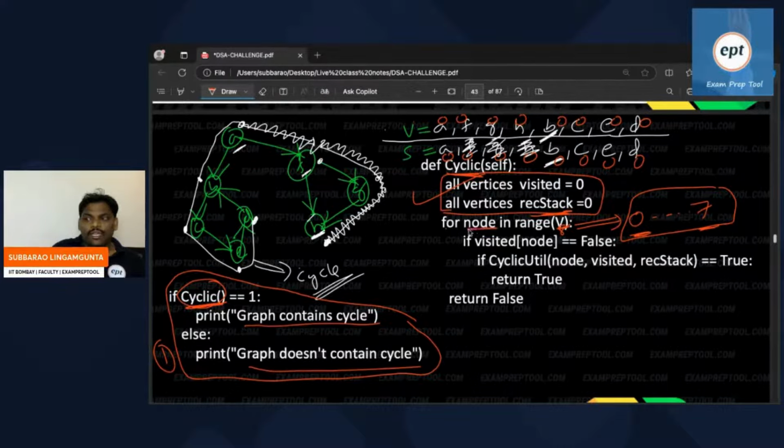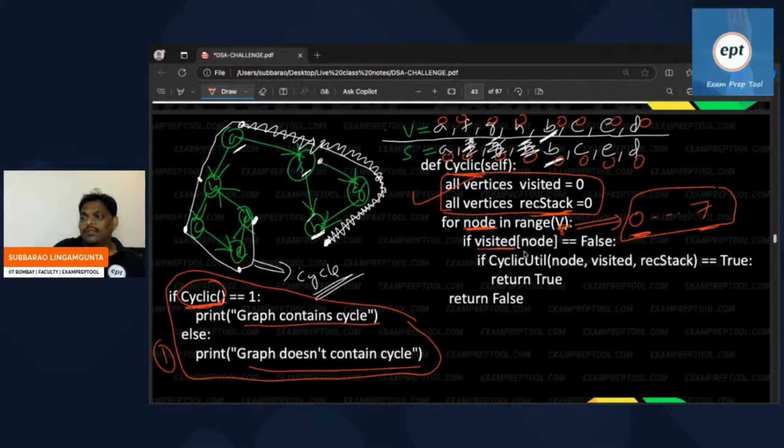So now the initial node is 0, next one 1, next one 2, and so on. 0 means A, 1 means B, like that, one by one node. So the 0th node may be A, the first node may be B, and so on. Start from any vertex. I am starting from the 0th node, that may be A. Then see this one, you have to do this one thing.